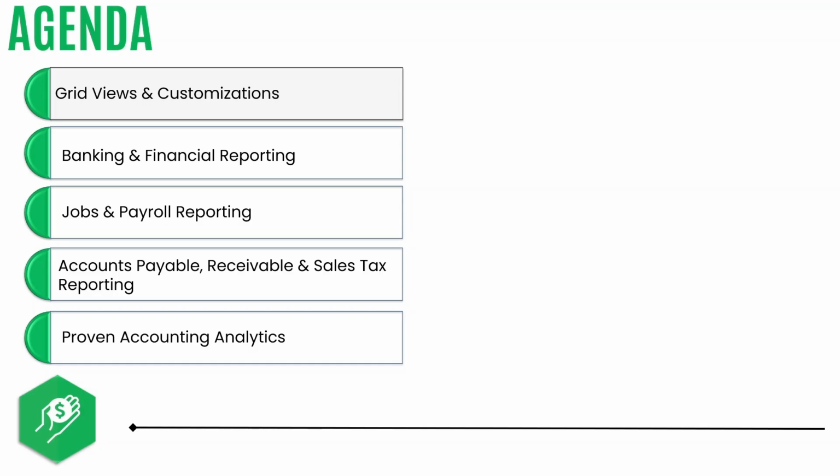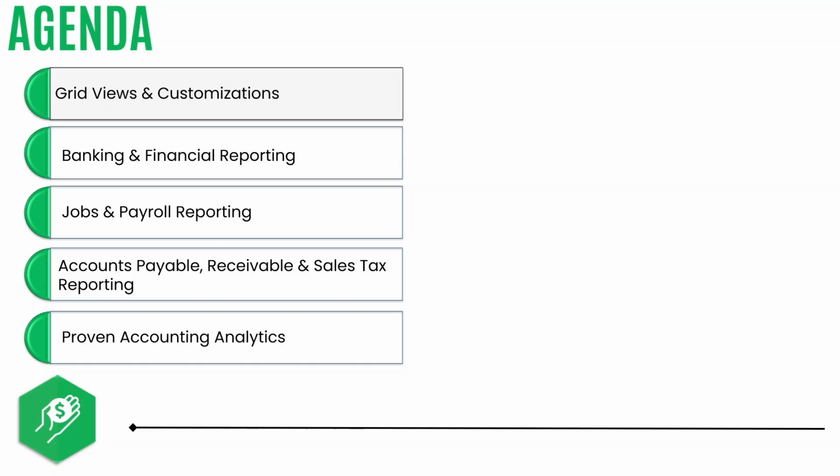After that, I'll introduce you to our new Proven Accounting Analytics tool, a dynamic way to visualize your financial and operational data. We'll walk you through the key dashboards, and by the end of this course, you'll have a clear understanding of how to pull meaningful insights from Proven Accounting, whether you're tracking performance, managing cash flow, or reviewing profitability across your jobs. So let's get started by diving into the Proven Grid Views and learning how to build custom reports that fit your workflow.